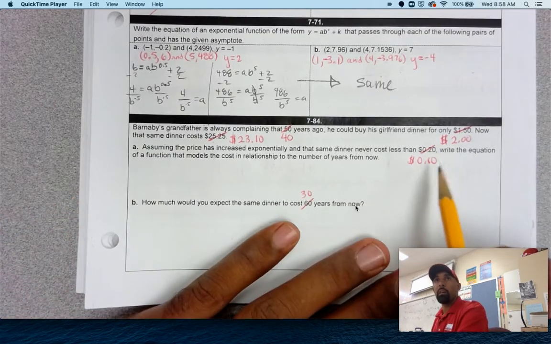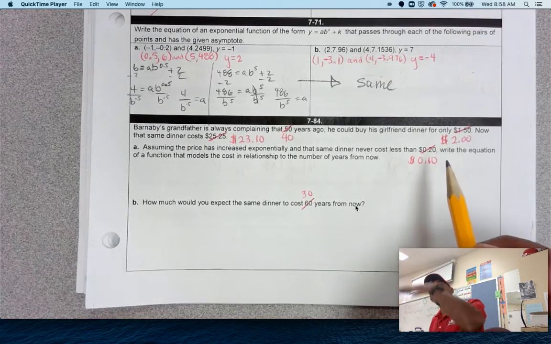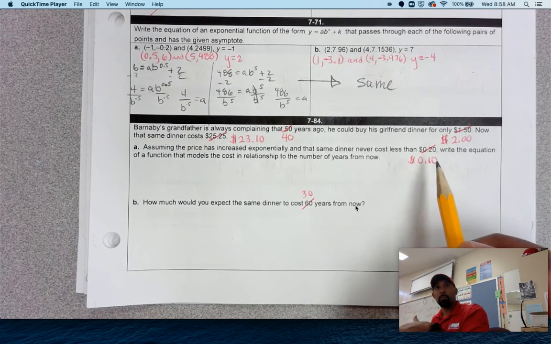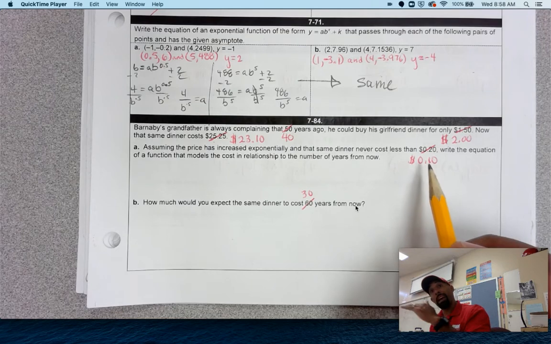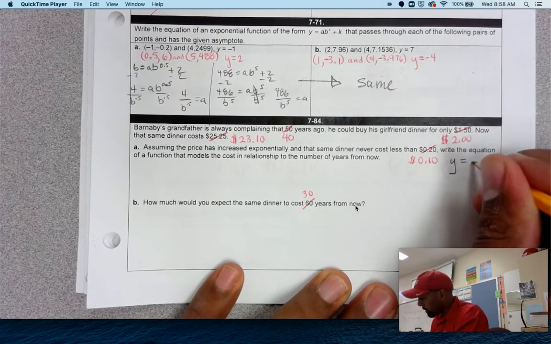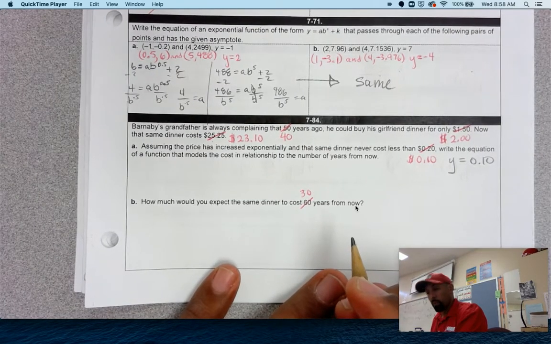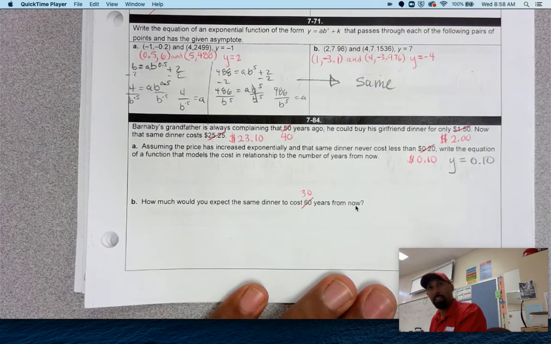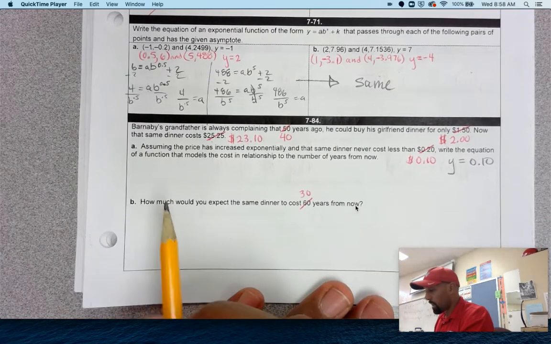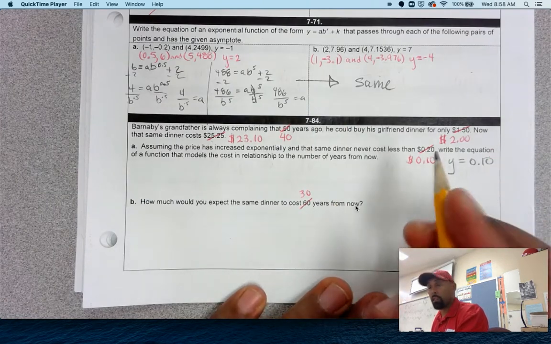Okay, so first of all, because it will never go below 10 cents, that's an asymptote. It's like a limit, right? So our limit here, our asymptote, is going to be 0.10. Just remember that's basically the k value. All right, so now, just like these two problems, we need 2 points to figure out the equation.